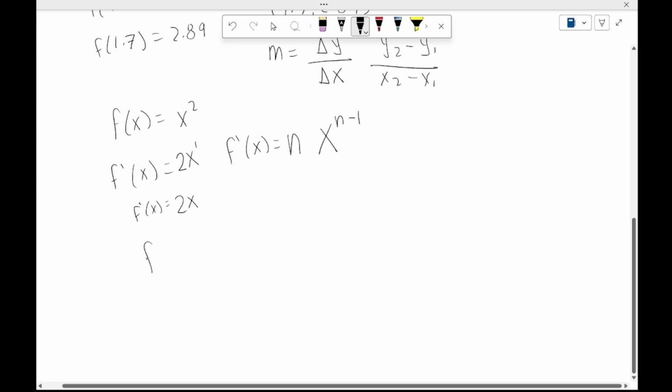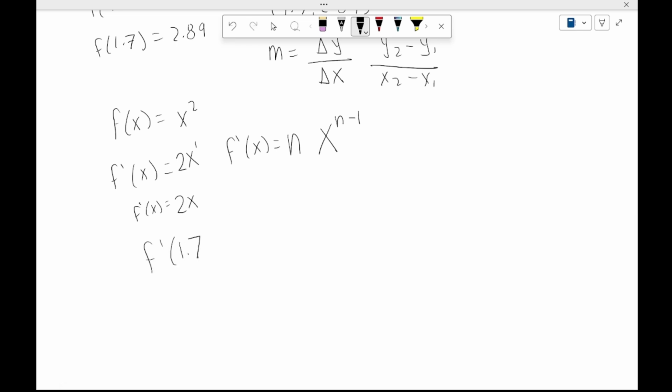So I'll write it right here. f prime of 1.7 equals 2 times 1.7. So once again, plug it into the calculator, 1.7. It's going to equal 3.4. So that means that our m value equals 3.4.